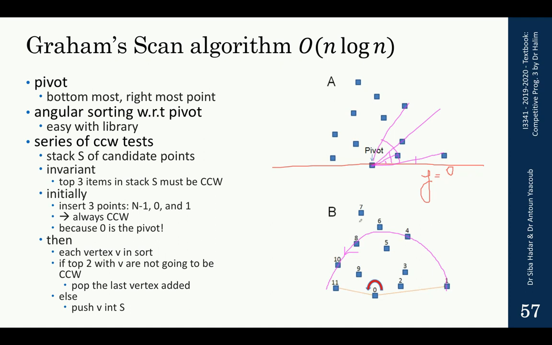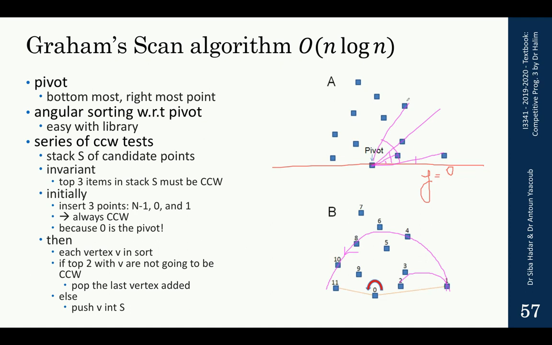And after you have sorted the points, you consider a stack S of candidate points and the invariant in the stack. What does the stack hold? The stack, you know, is last in, first out. The stack invariant is the following: the top 3 items in the stack must be counterclockwise. They must do a left turn.